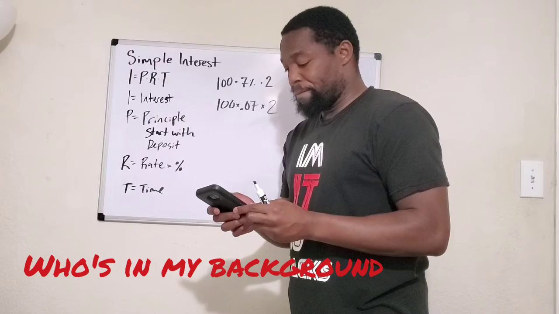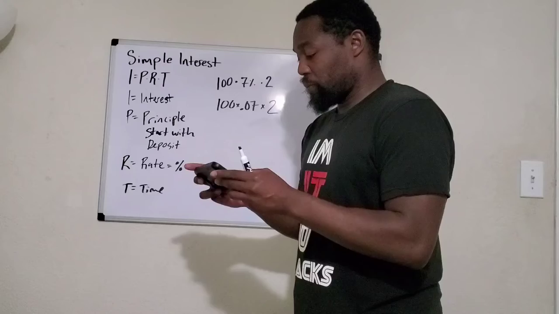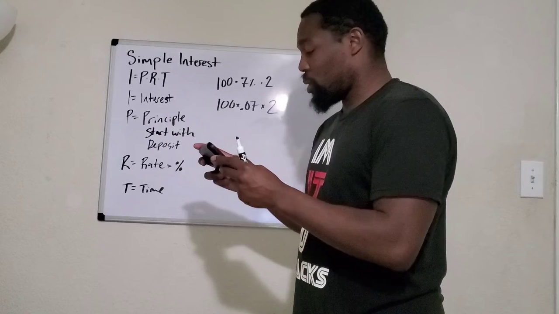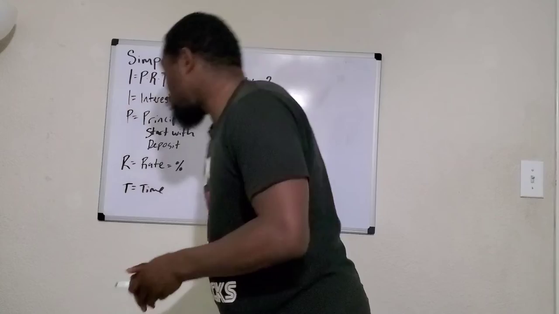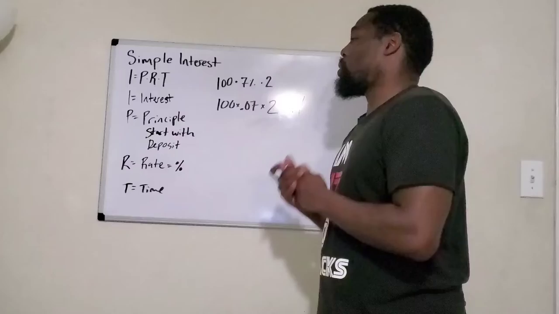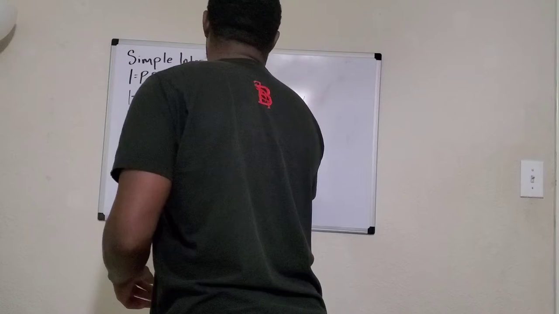I'm just typing it in now. So I'm going to put in 100 times 0.07 times 2. So our interest has become $14. To find the balance, though, you have to take your principal plus your interest to get your balance.